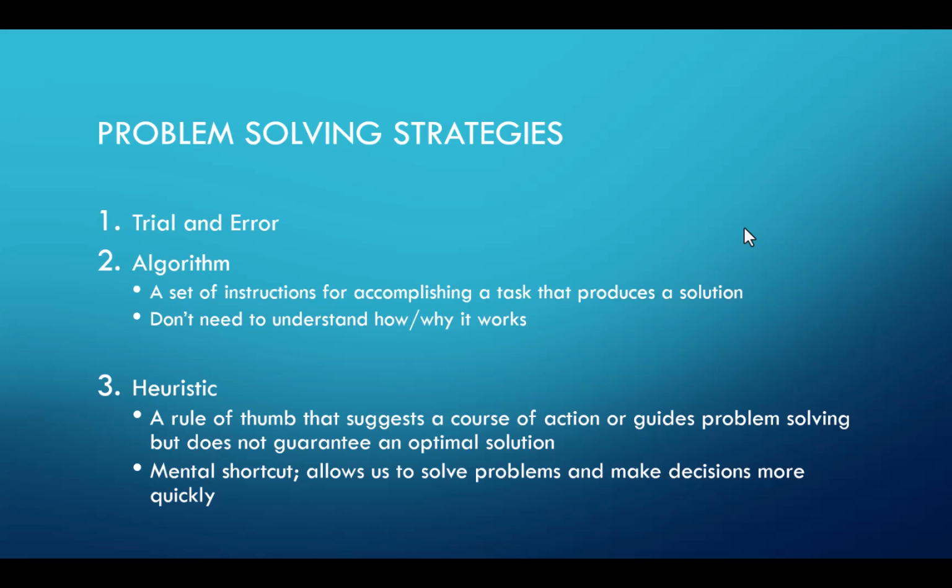There was a risk though. They might not have been the best cookies because we're using mental shortcuts. And so these heuristics allow us to solve problems quickly and make decisions quickly, but again, it doesn't necessarily guarantee the right outcome. So now we're going to talk about some heuristics and biases.